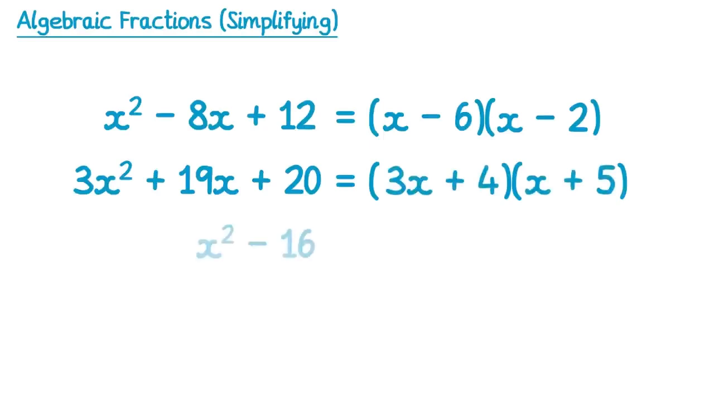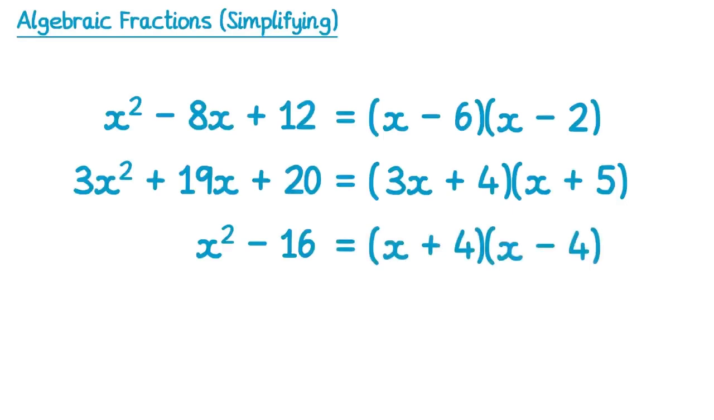Then we have expressions like this. You need to recognize that this one is the difference of two squares. The giveaways are the square number, 16, and also that there's no x term. This will still factorize into two brackets. If we square root 16, we get 4, so this is x plus 4 and x minus 4.